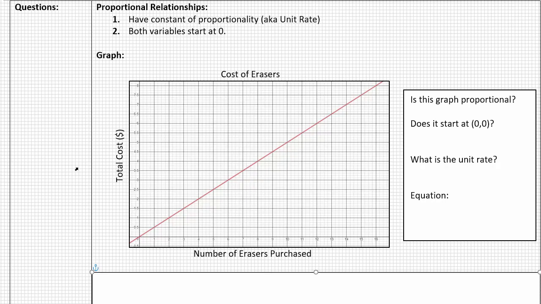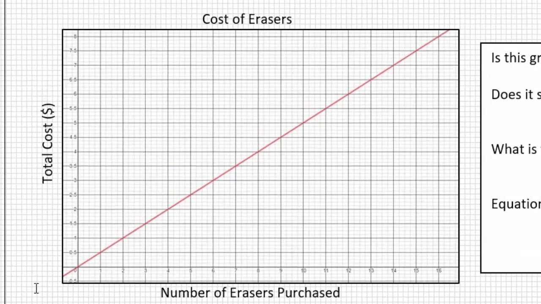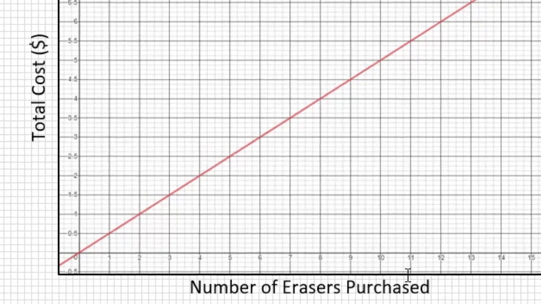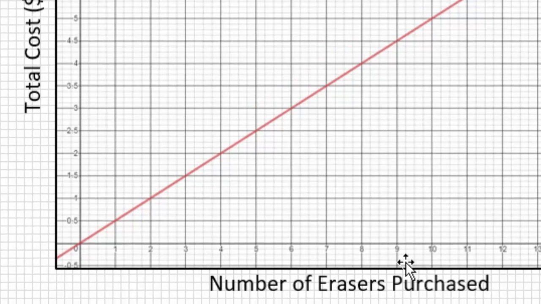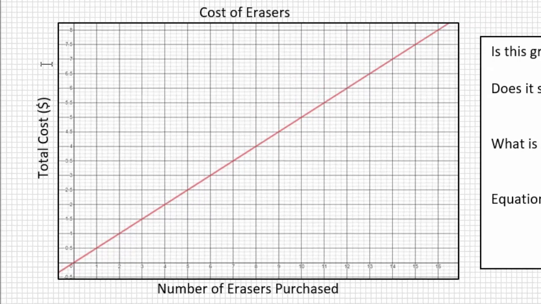So here we have a graph representing a relationship. Can you identify what the two variables are? What is this graph telling us? Well, the labels are the key. It's talking about the cost of erasers, and our first variable is the number of erasers purchased, which is what these numbers on the x-axis represent. And on the y-axis, it's labeled total cost. So our second variable is total cost.